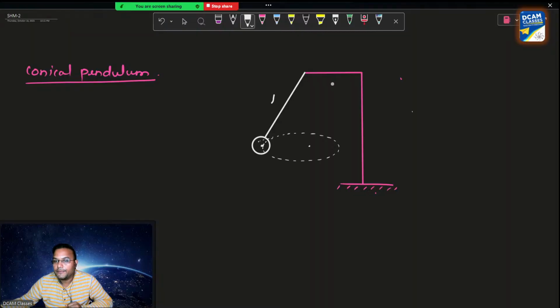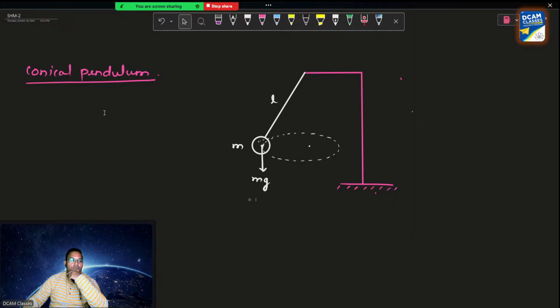Now we are given the length L of this thread. Mass m is given. So at any time, mg will be acting downwards. Now you have to find out the time period of this. Can you find out the time period of this conical pendulum? Haripriya, Diva, Kanishka, do you have any idea? How do you find the time period of this?